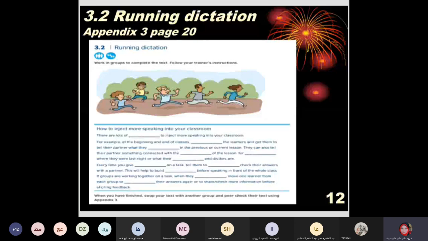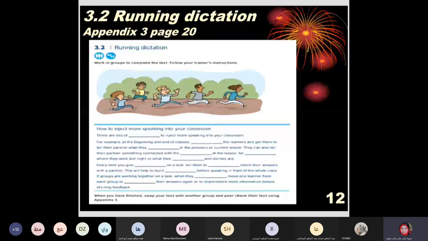The writer becomes the runner and the runner becomes the writer, and the new runner runs to the board, reads the statement, tries to find the answer, and comes back to the group and tries to dictate the correct answer, or to dictate the sentence as a whole. It's possible also. So in either way, it's very interesting. This is called running dictation.